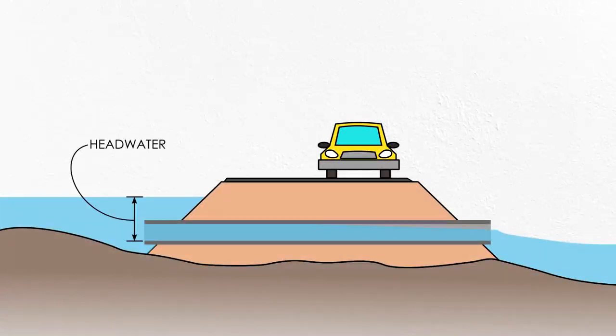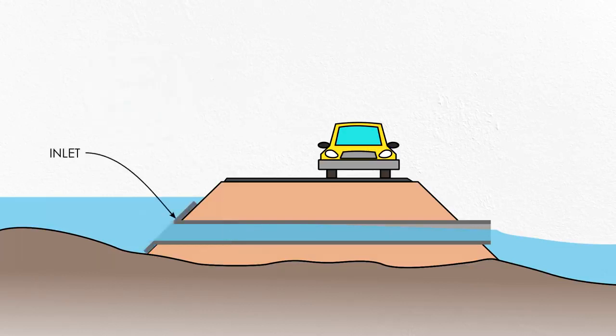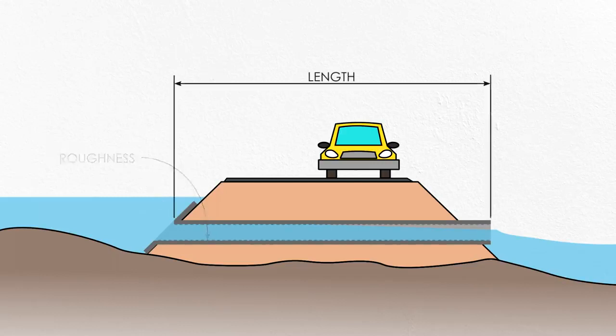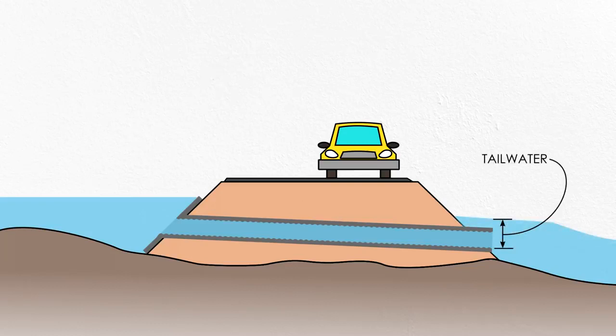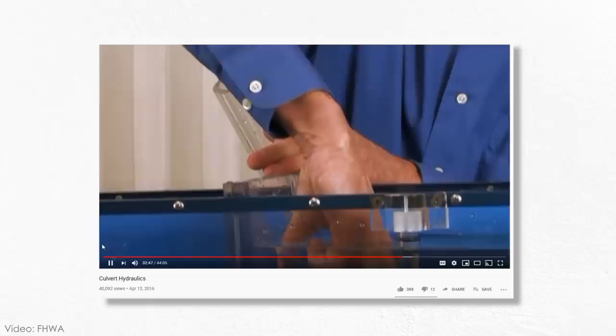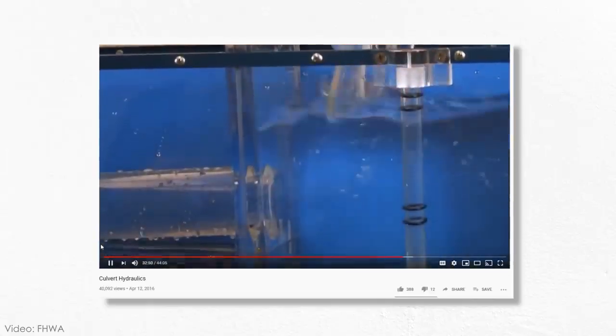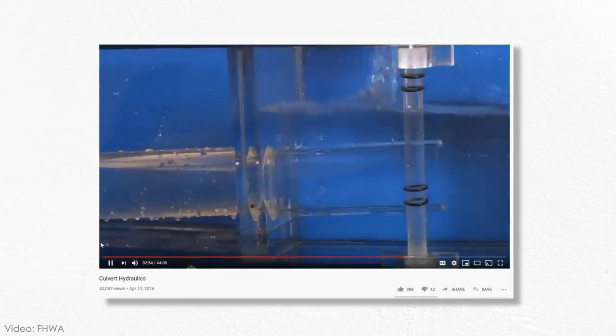Headwater, or the depth of flow upstream of the culvert, the cross-sectional area of the culvert barrel, the cross-sectional shape of the culvert barrel, the configuration of the culvert inlet, the roughness of the culvert barrel, the length of the culvert, the slope of the culvert, and the tailwater, or the depth of flow downstream. We don't have time to demonstrate how all these parameters affect the culvert flow, but the Federal Highway Administration actually has a pretty comprehensive video on YouTube with a much nicer flume than mine if you want to see more.